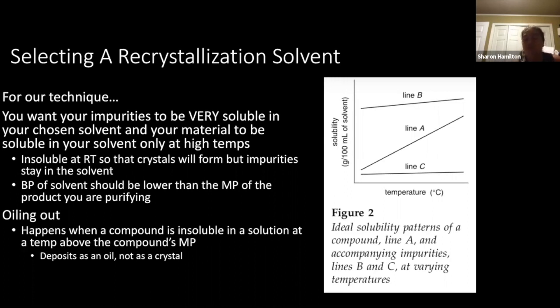Figure 2 is a figure from the book. To me, the most useful illustration here is line A, showing that as your solution increases in temperature, the solubility of that material increases as well. Of course, line C and line B are also showing different ways that impurities can potentially impact the solubility of a material.